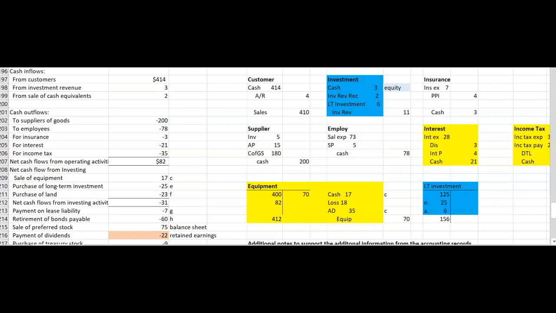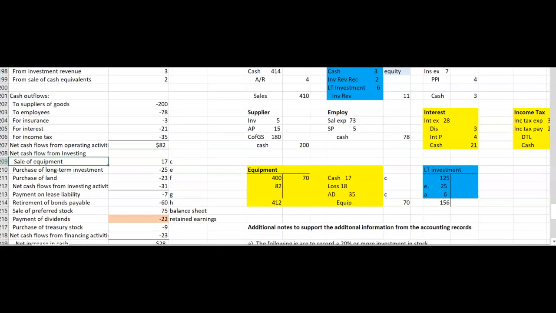Now, as far as the cash outflows that we've worked on, and you will give assignments to calculate cash outflows to suppliers, to employees, for insurance, but I'll go over interest and income tax with you. We haven't done much practice of this calculation during the previous and following videos I made for you.